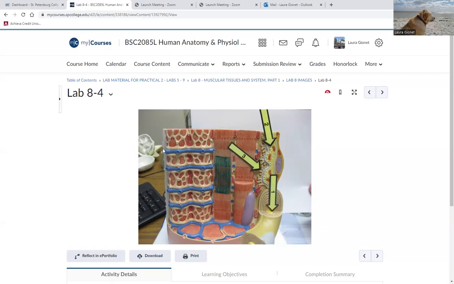Over to the left-hand side, you can just barely see a white layer surrounding it. If we turned this model around, you'd see it more distinctively, but you can just barely see it because they cut open this model so you can see the interior. That would be the endomysium.